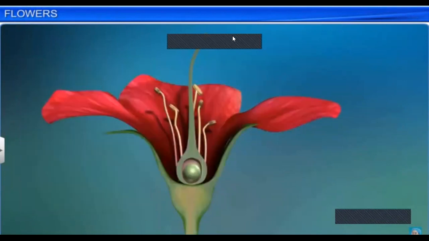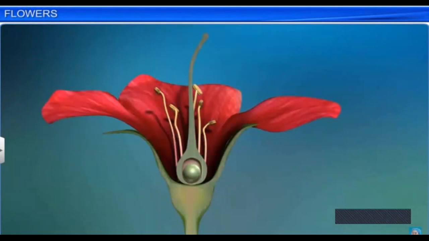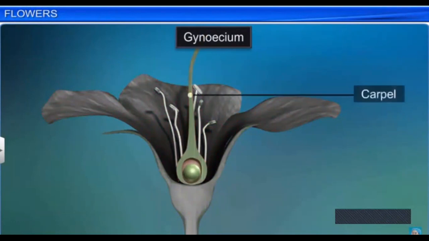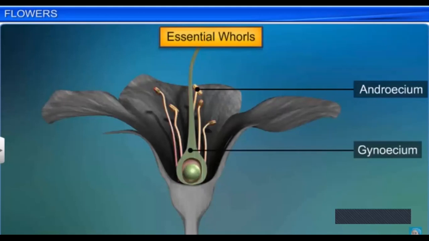The whorl inner to the corolla is the androecium, consisting of stamens, which are the male reproductive organs. The innermost whorl is the gynoecium, consisting of 1 or more carpels, which are the female reproductive organs. Both the androecium and gynoecium are the reproductive organs of a flower. They are also called the essential whorls of a flower.